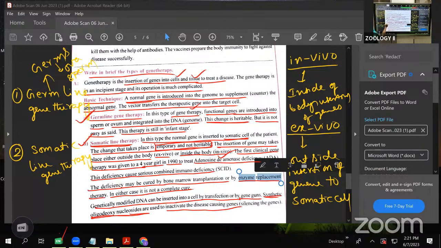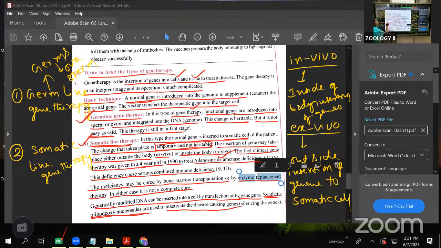But it is not easy. It is not as easy as said. Here, this therapy is still in the infant stage. In the adult stage, it is not effective. That's why only in the infant stage can they do the germline gene therapy.